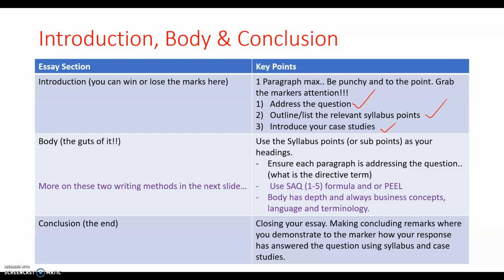When you get into the body, you're using the syllabus points, in other words the influences or the strategies or whatever it is that you're talking about, as your headings. Once you've broken them down into a series of smaller headings, it makes the essay somewhat easier. You can then use either the SAQ formula or the PEEL format, but you've always got to have depth, always using business concepts, language, and terminology, remaining in that formal tone. You're writing an essay for a wider audience about a business and how they're using these strategies or influences to improve something or to succeed.